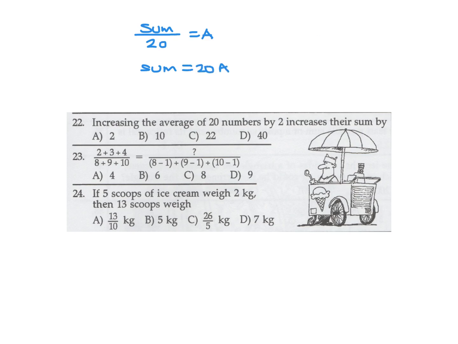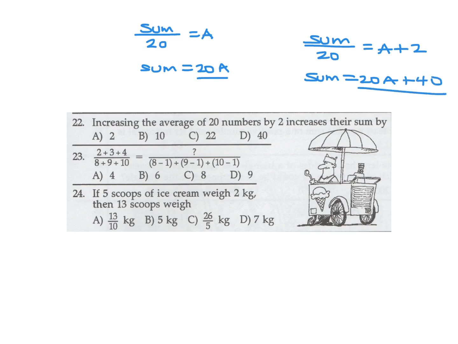Then what they're saying is that you take that same sum, and again you divide by 20, but this time the average is 2 more. And now they're asking, how much did you increase the sum by? Well, if you cross multiply, you get sum is equal to 20A plus 40. So if you compare this to this, obviously this sum is now 40 more than that sum. So we've increased the sum by 40, and therefore number 22, the answer is D.